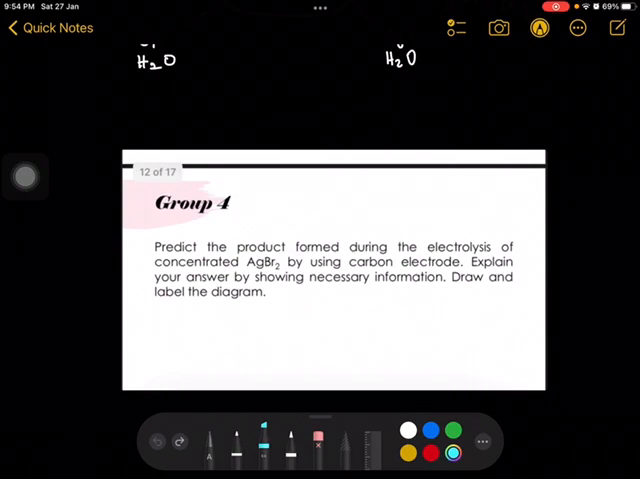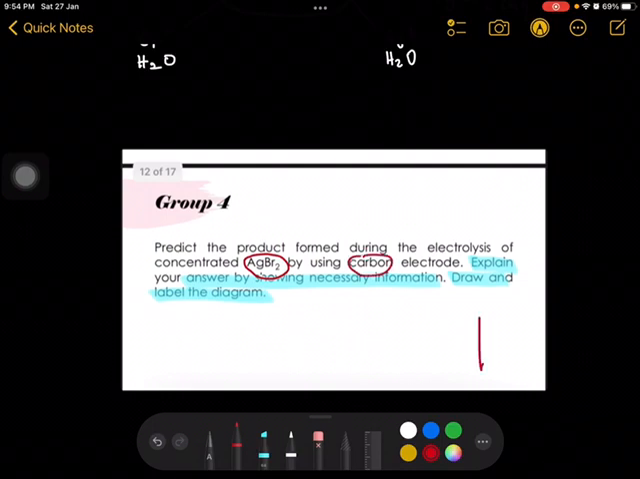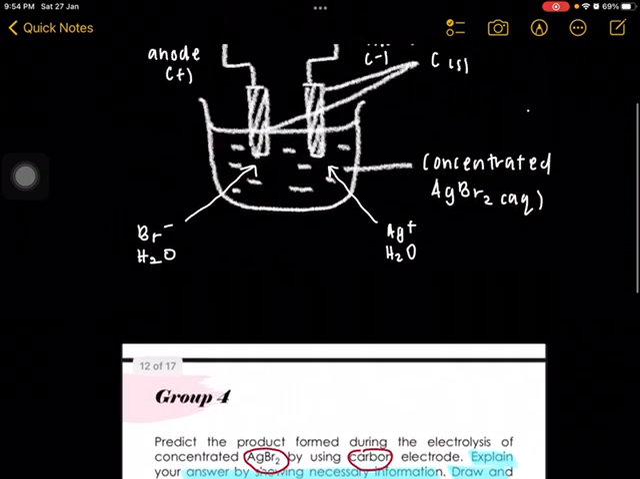So, based on the question, we can see that the question asks us to explain the answer by showing necessary information and draw and label the diagram. Okay, but before that, let us take a look at the question. It tells us that the electrolyte used is AgBr2. And the electrode used in this question is carbon. Let's draw the diagram first.